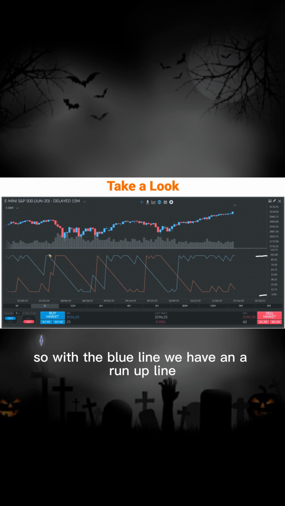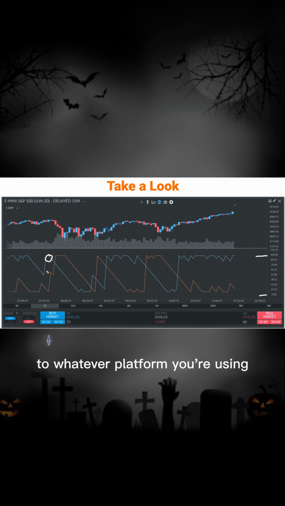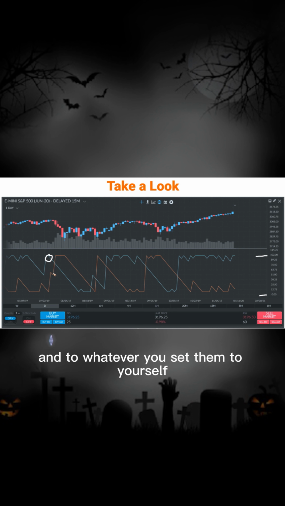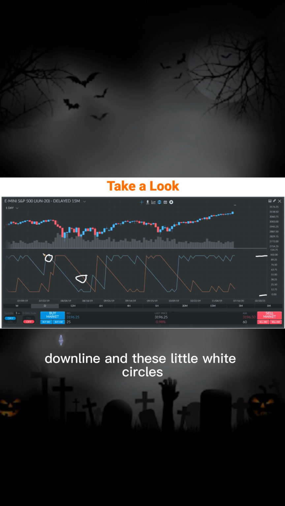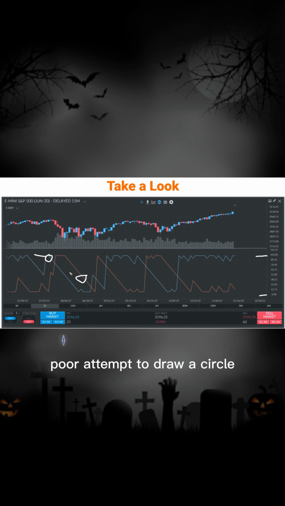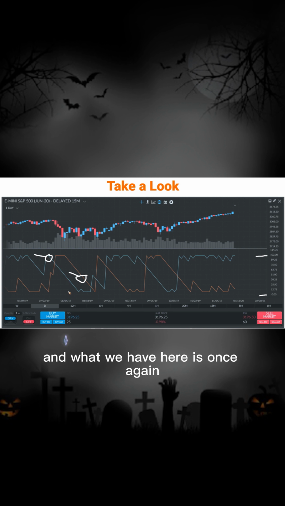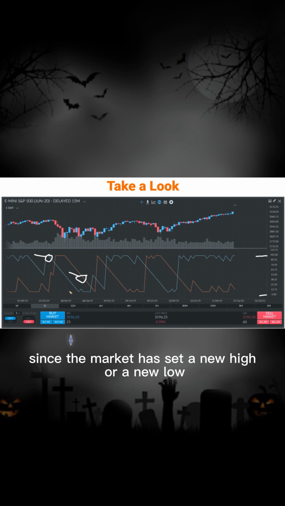So, with the blue line, we have an AroonUp line. Now the colors are going to be specific to whatever platform you're using and to whatever you set them to yourself. In this case, the blue line does represent my AroonUp line, but the orange line is going to represent my AroonDown line. And these little white circles are going to represent my poor attempt to draw a circle. And what we have here is, once again, a visual display of how long it's been since the market has set a new high or a new low.